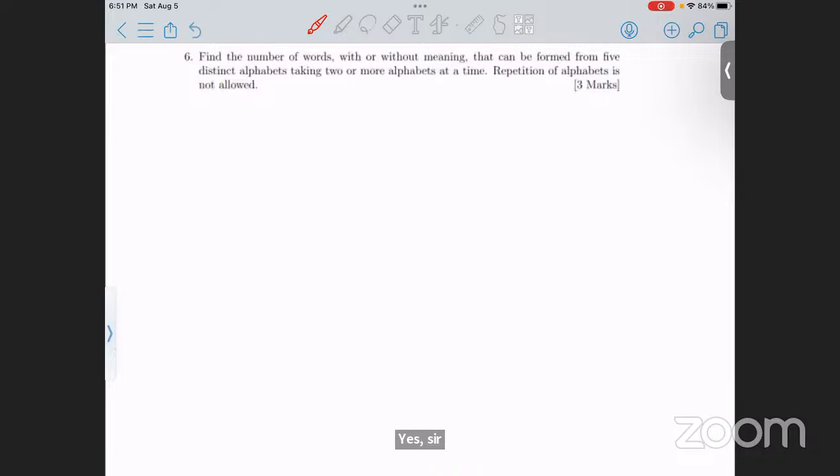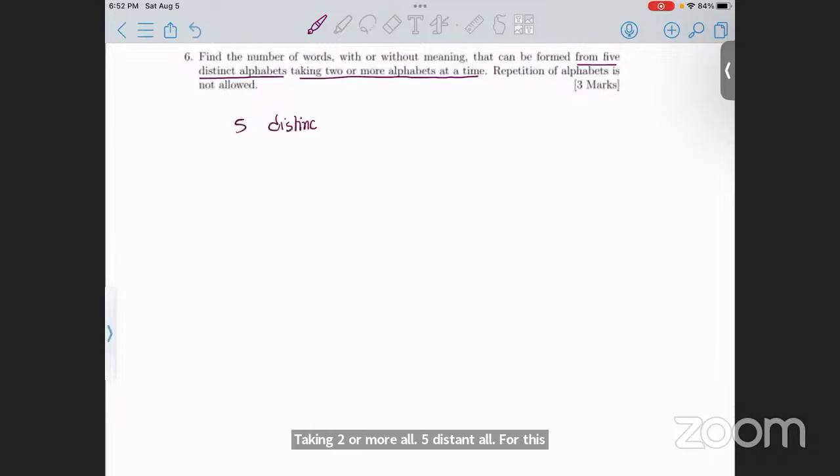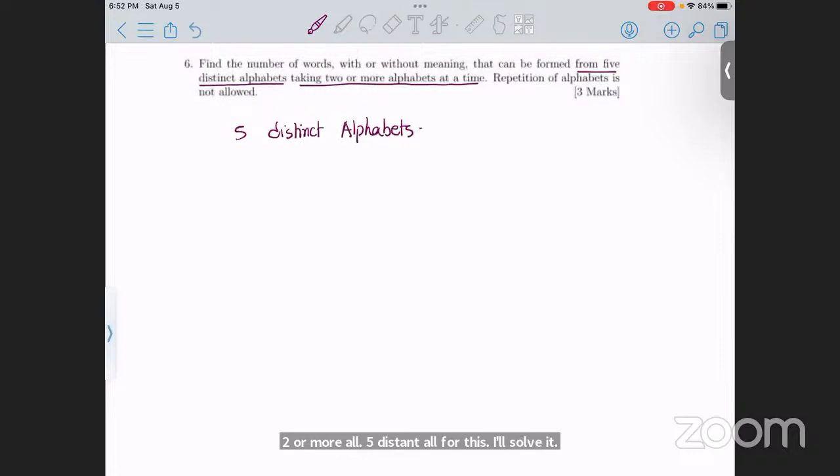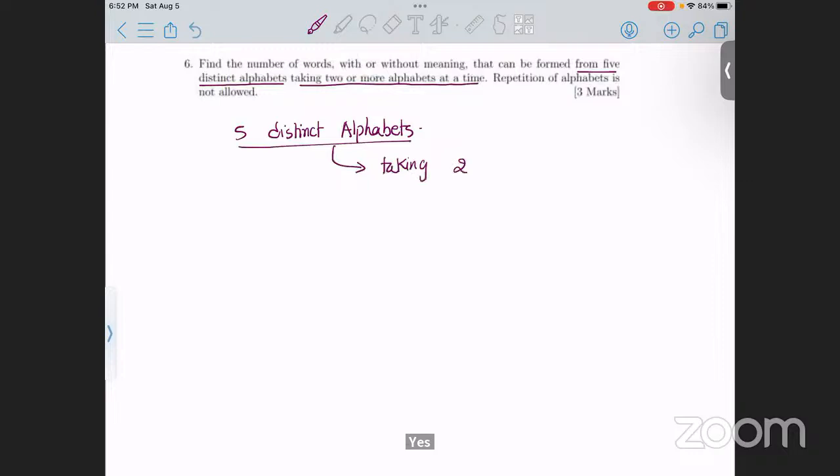And find the, look at this. Find the number of words with or without meaning that can be formed from 5 distinct alphabets, taking 2 or more alphabets at the same time.